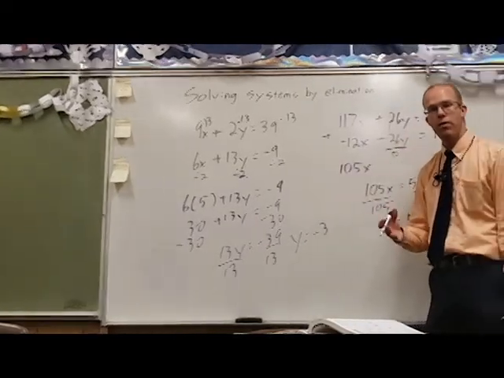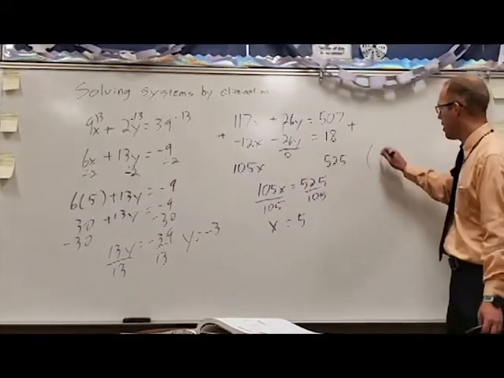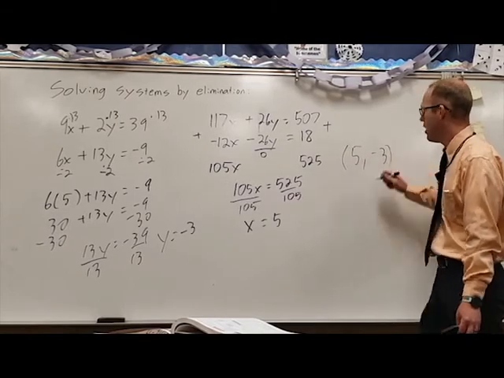We now have both of our values, so let's write them as an ordered pair. That gives us 5 and negative 3, and we're finished.